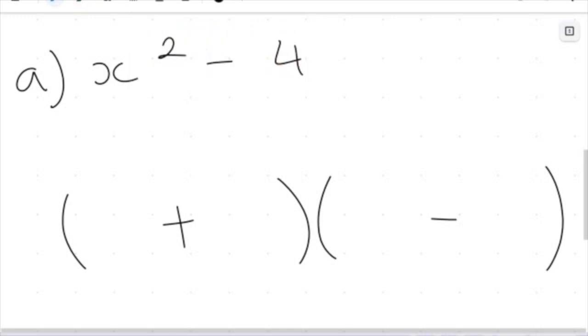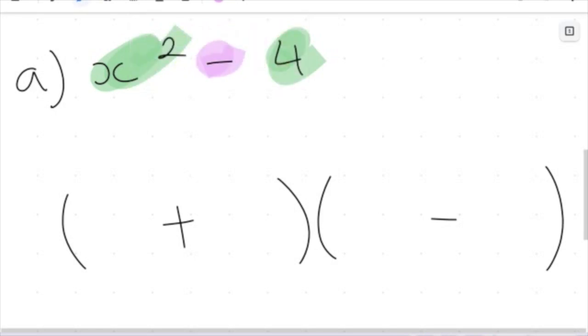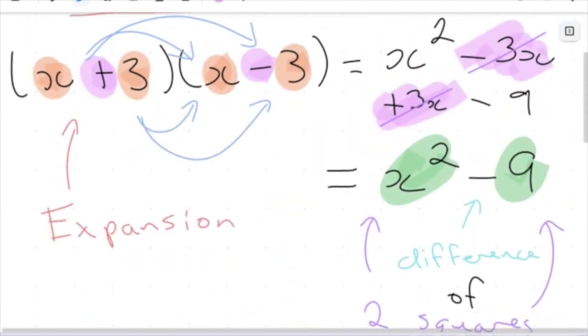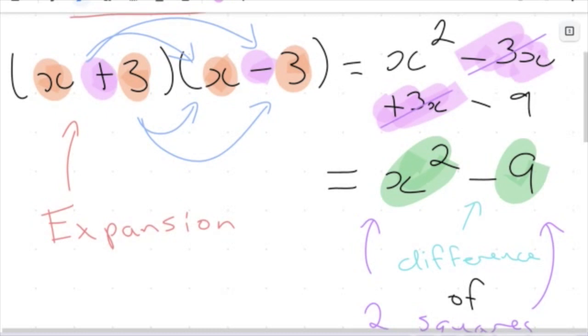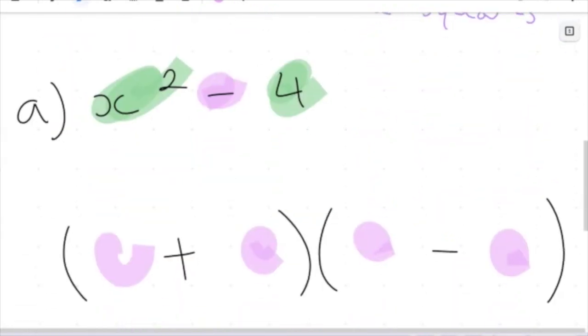Let's just clarify this. Well, I have my 2 squares and I have a difference, a subtraction, the difference between x squared and 4. So these are my 2 squares. All I need to do now is figure out what each of these is going to be. Now you may remember, look back at the previous example. The things in the brackets were always the square root of my perfect squares.